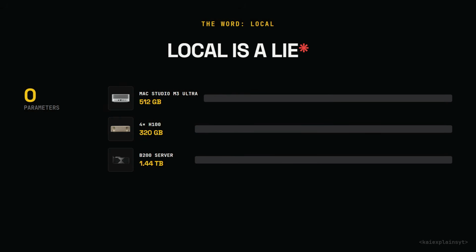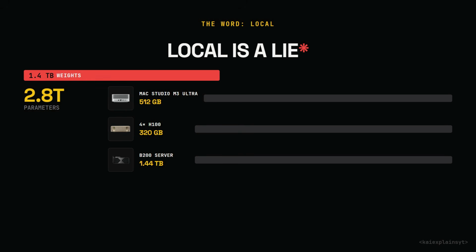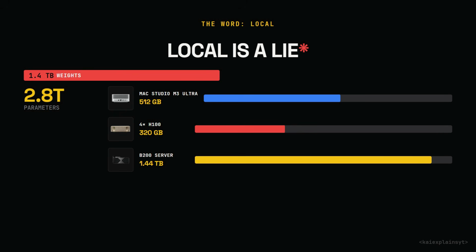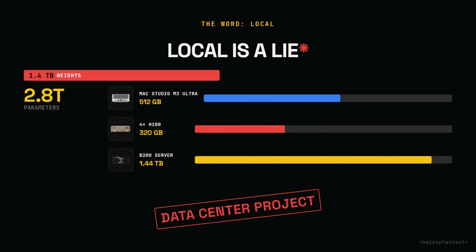Now, the word in the title I promise to be honest about: local. Because free and open source are true, but local is where the hardware laughs at you. Kimi K3 is 2.8 trillion parameters. At the 4-bit format Moonshot ships, that is about 1.4 terabytes just for the raw weights. The largest Mac Studio tops out at 512 gigabytes. 4 H100s give you 320. Even a single 8-GPU B200 server at 1.44 terabytes barely clears the floor with nothing left for context or runtime. Running the full K3 on your own machine is not a desktop project. It is a data center project.